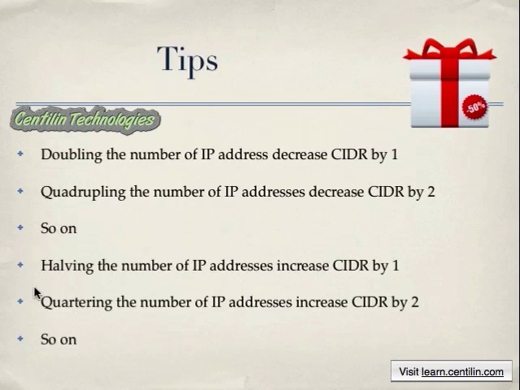This is a little bit confusing, but I really want you to remember that when you're increasing IP addresses, you have to decrease the CIDR value, or decrease the amount of continuous ones. On the other hand, if you are making IP addresses become less and less, or subnetting, we have to increase the number of continuous ones, or increase the CIDR value.